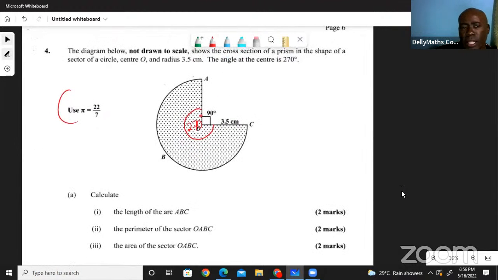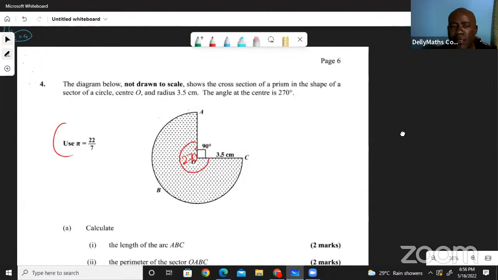So let's see the first question. Remember though what this says. This says that this is the cross section. So that means there is a solid.